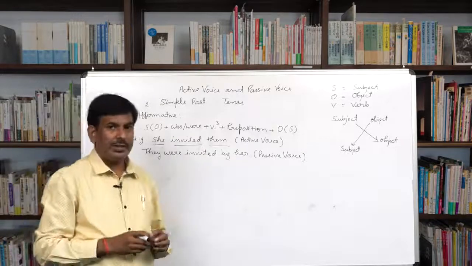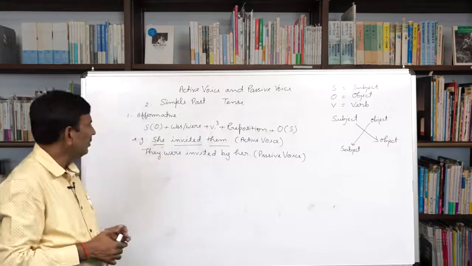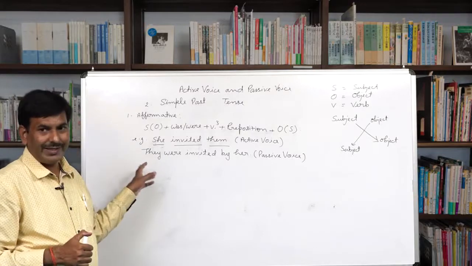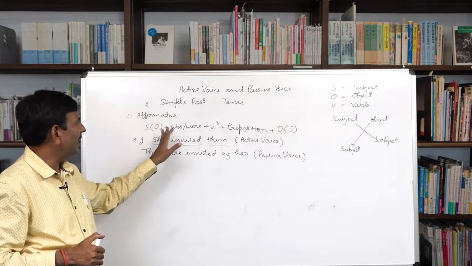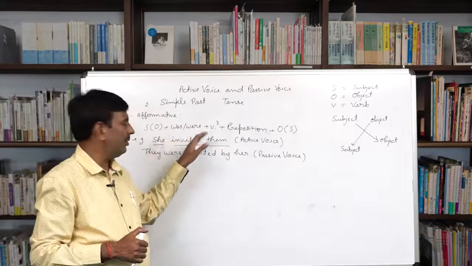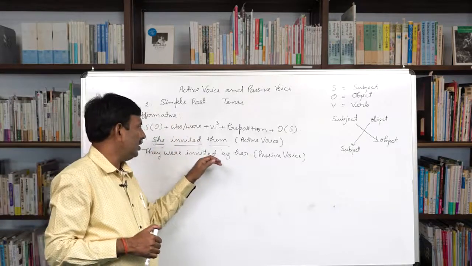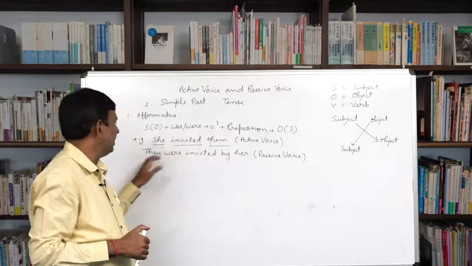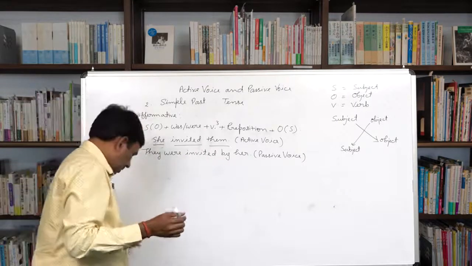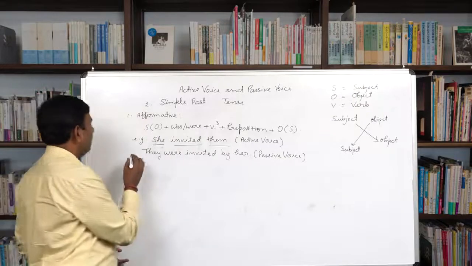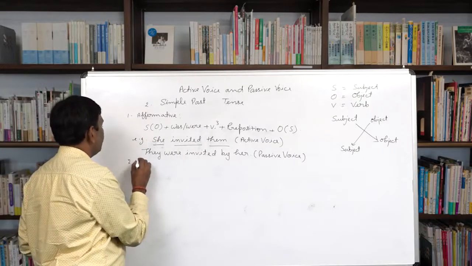Dear students, if you would like to check yourself whether your sentence is correct or not, you can just apply the given rule of affirmative in this sentence, and you will be able to know whether the sentence is correct or not. Now next, number 2, negative.